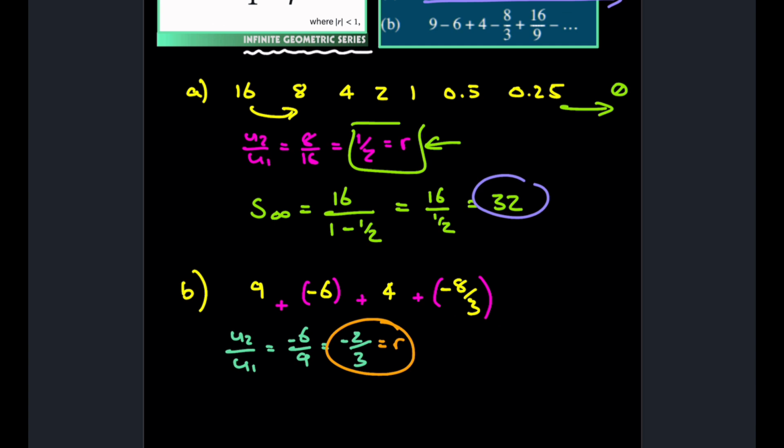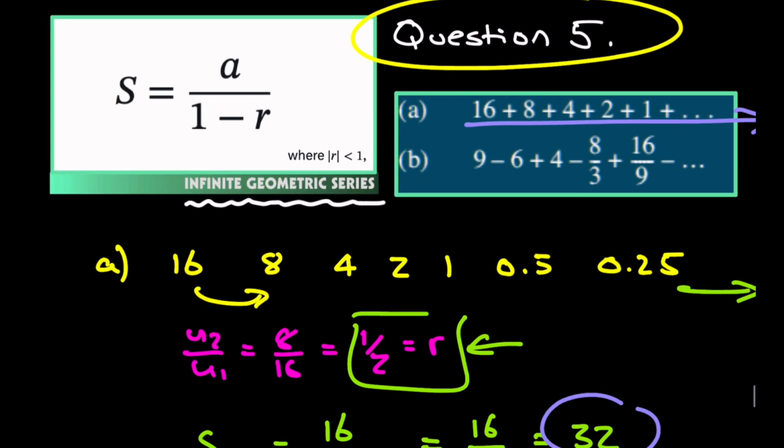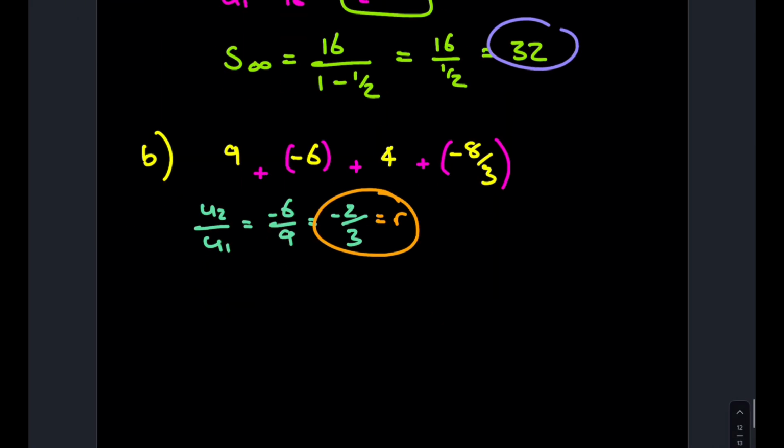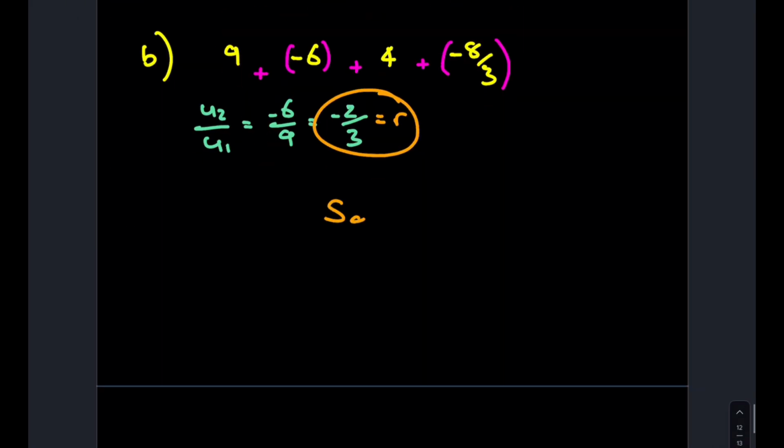So let's go ahead and plug all of that into this formula now, which is S equals A over 1 minus R. So the sum to infinity is equal to A over 1 minus R, and A in this case is 9, and 1 minus R will be 1 minus, so it'll be plus 2 over 3. And if we just plug that into our calculator, or we can do it manually, we get 27 over 5 as an exact value.